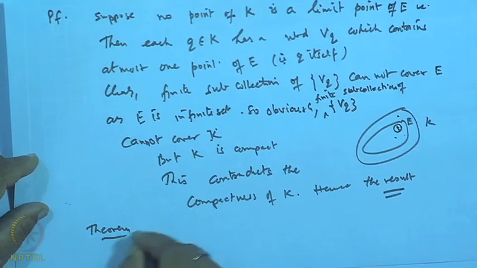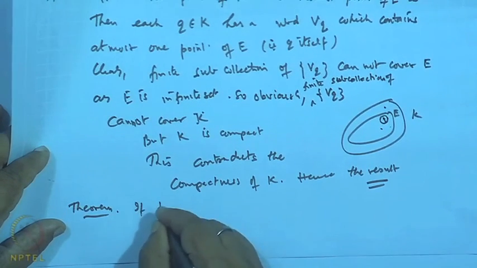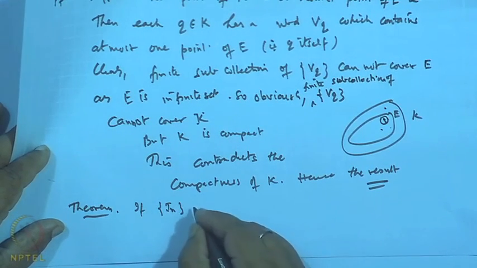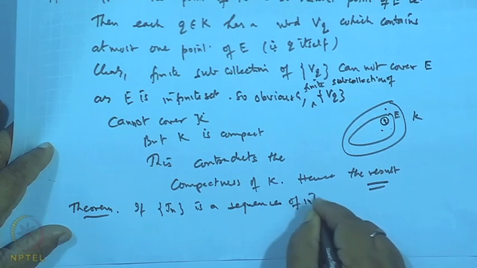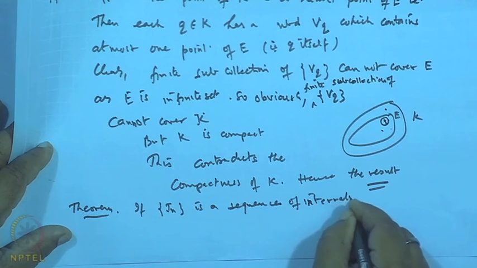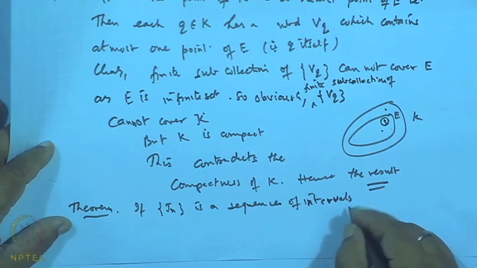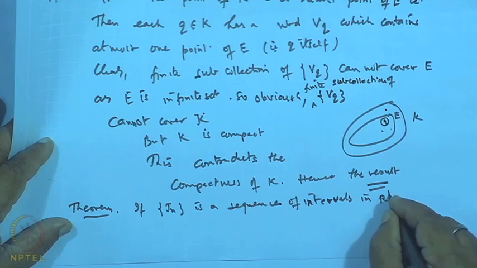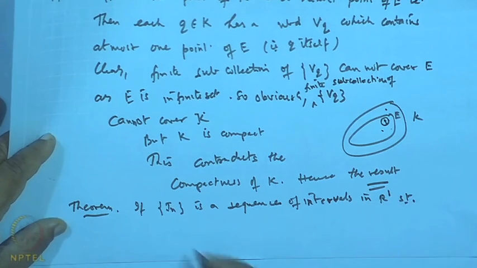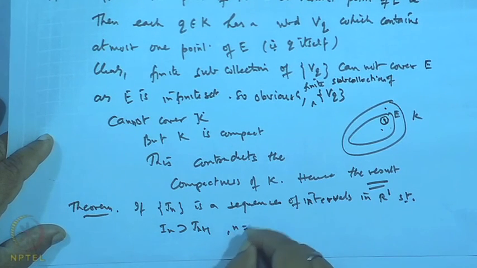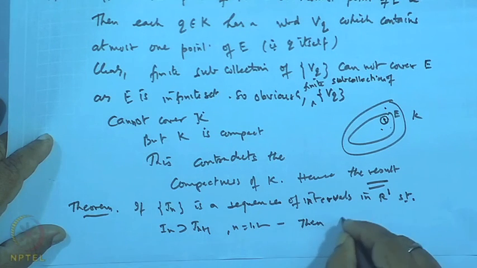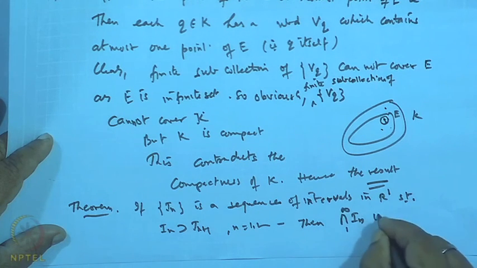Now, just one more theorem, and then the proof is immediate. If In is a sequence of intervals in R1 such that In contains In plus 1 for n equal to 1, 2, 3, then the intersection of In from 1 to infinity is non-empty.